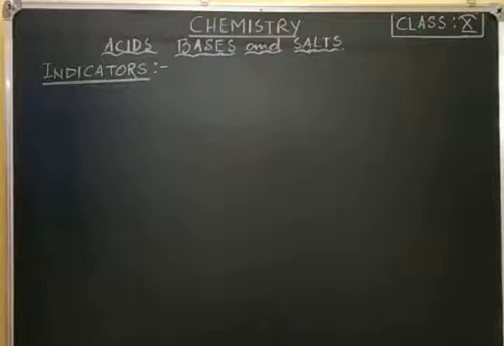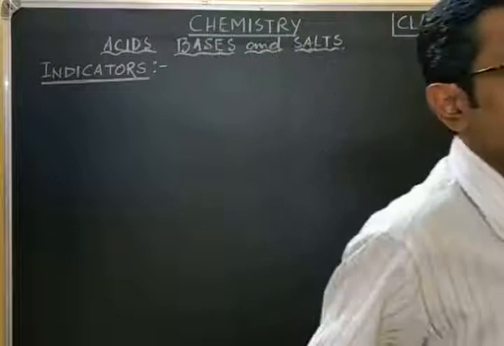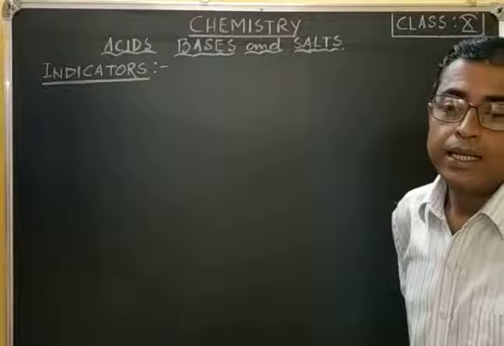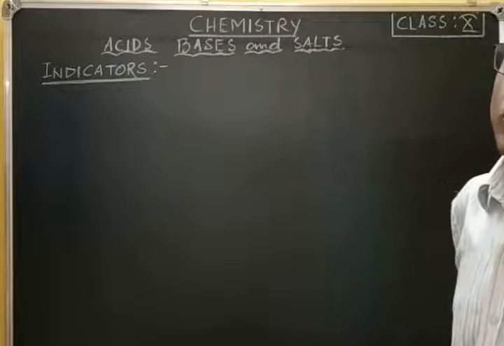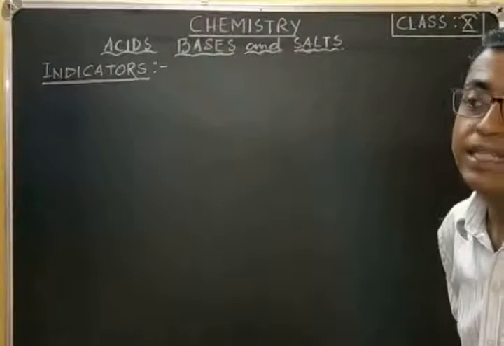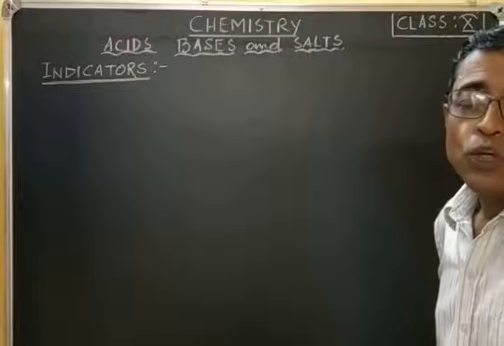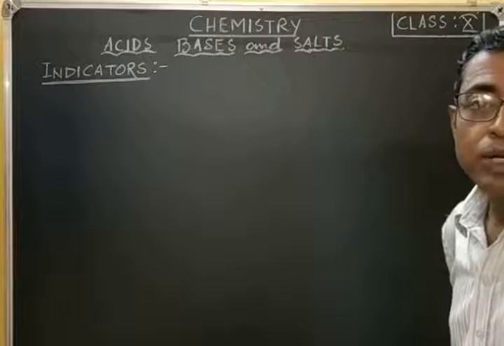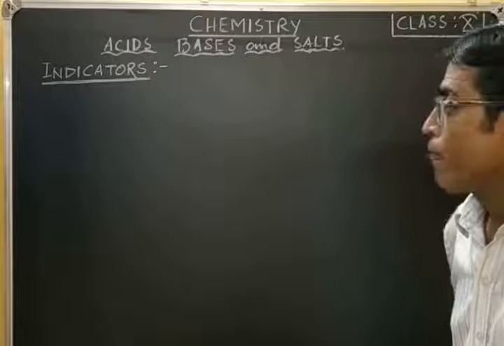Now we are getting into a very, very important part. You can see that it is called indicator. That means there are a few chemicals or substances which will tell you whether, in a solution, the acidic property is prominent, or the basic property is prominent, or the solution is neutral in nature. So indicators are the substances which tell us about the acidic, basic or neutral nature of a solution.